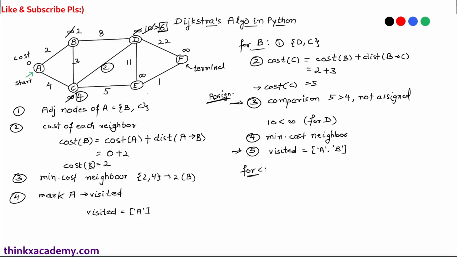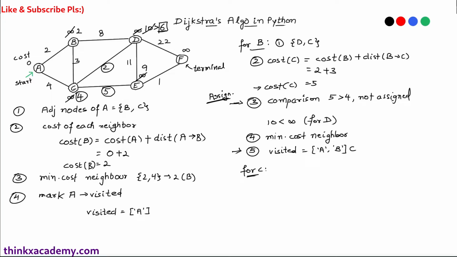And now we will do the same step for E. For E, we have C is 4 and this distance is 5. So 4 plus 5 is 9. 9 will be assigned because it is less than infinity. And now we are going to mark C in the visited array. So C will also come here. And now out of D and E, which one is less? You can see D is less. So D will now be evaluated.